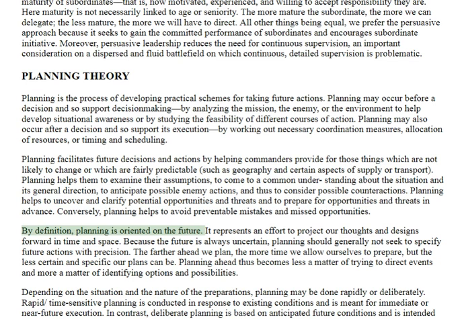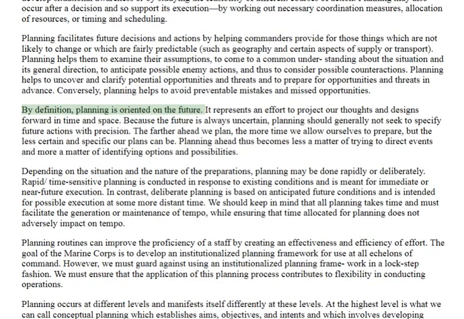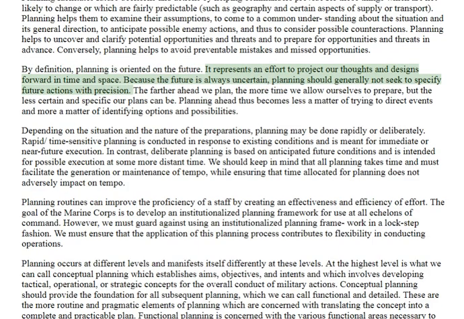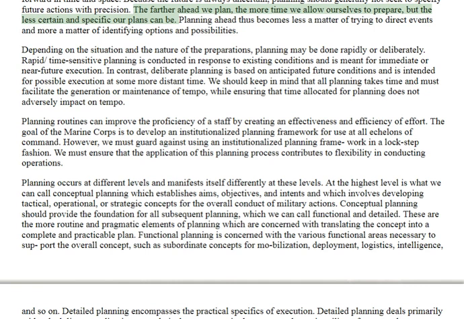By definition, planning is oriented on the future. It represents an effort to project our thoughts and designs forward in time and space. Because the future is always uncertain, planning should generally not seek to specify future actions with precision. The farther ahead we plan, the more time we allow ourselves to prepare, but the less certain and specific our plans can be.